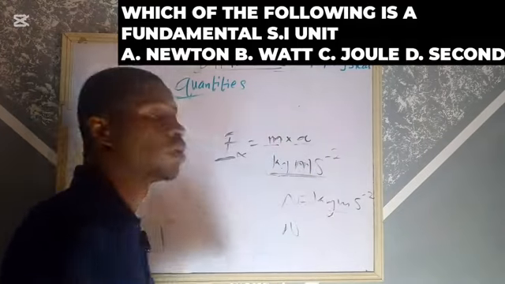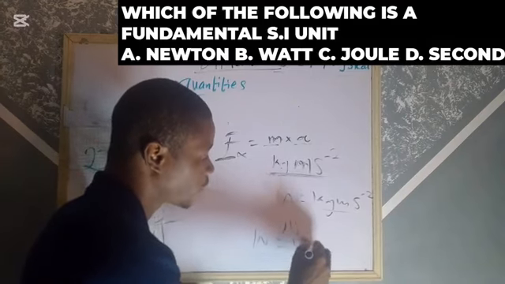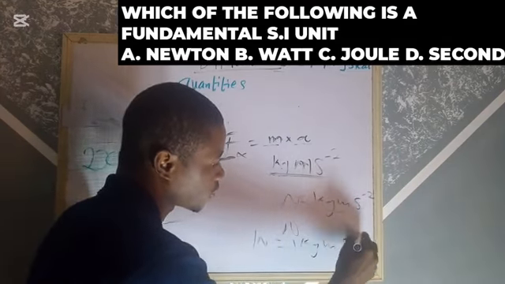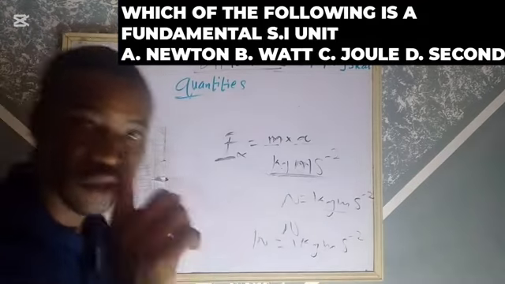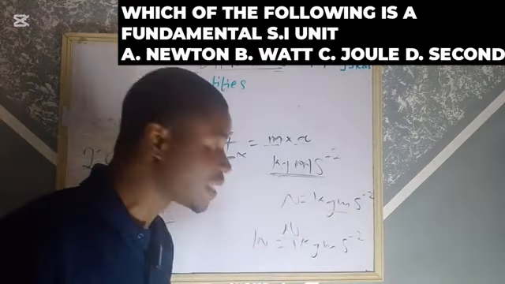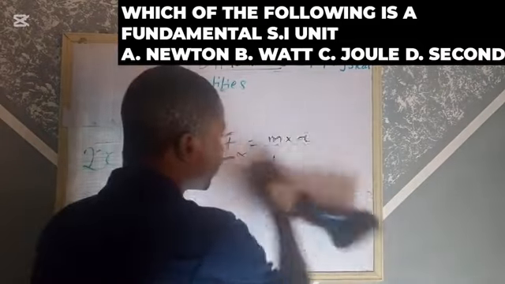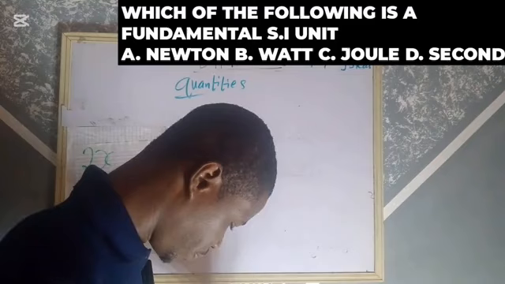This is what they refer to as kilogram meter per second square. 1 Newton is equivalent to 1 kilogram meter per second square. Take note, 1 Newton is equal to 1 kilogram meter per second square. Please take note of this. So Newton cannot be the answer.